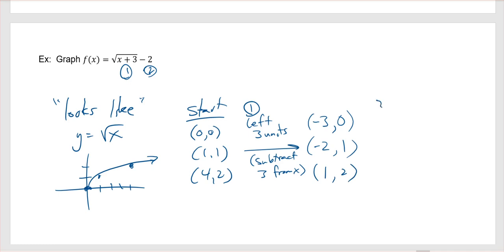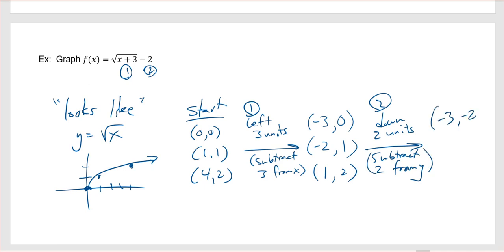All right, and now we want to do that second operation. So we're going to go down 2 units, right? Because this 2 is affecting the whole function. It's not just the x, it's affecting the whole function. So go down 2 units. So we're going to subtract 2 from y. And we can do that, right? -3 goes with -2. -2 goes with -1. If we subtract 2 from 1, we get -1. And then subtract 2 here, we're going to get 1, 0.